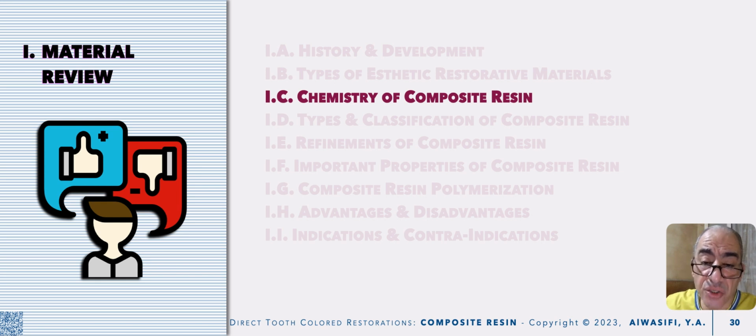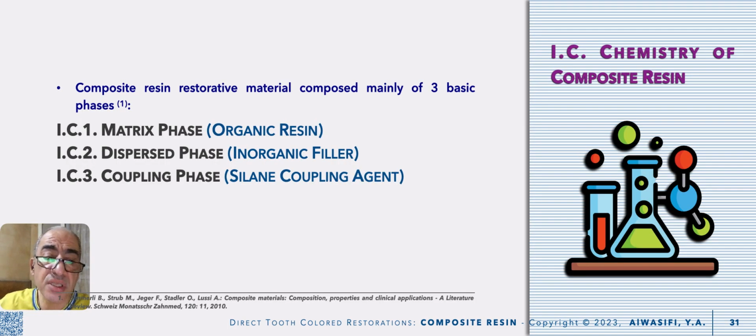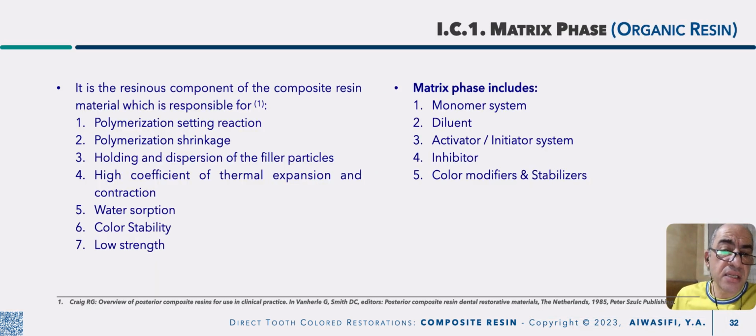the rationale, or clinical rationale, of the chemistry of composite resin. Composite resin is composed mainly of 3 basic phases. Phase 1 is the matrix phase, which is the original organic resin. Then comes the dispersed phase, or inorganic filler, which is the silica added by Raphael Bohn to improve the properties of the material, and the coupling phase, silane coupling agent, to bind between the organic and the inorganic phases of the material.